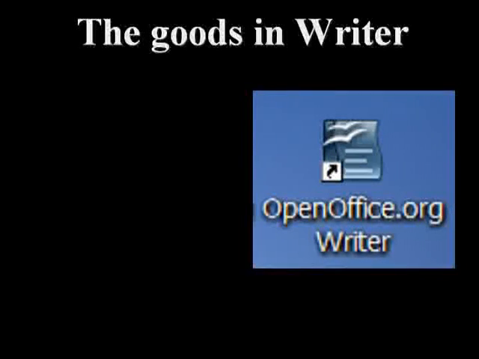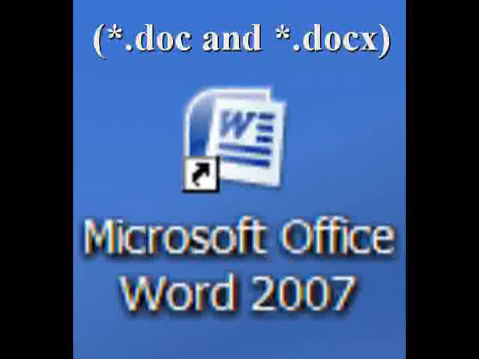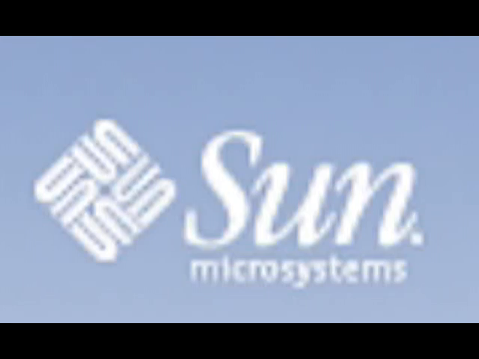The goods in OpenOffice Writer. It is 100% free, free to download and install on as many computers as you want. You can save and open in Microsoft Office Word 1997 to 2003 format. It's easy to use, it's created by Sun Microsystems, creator of Java and a ton of other free stuff. Free updates, plus you can save in PDF format without getting any add-ins.